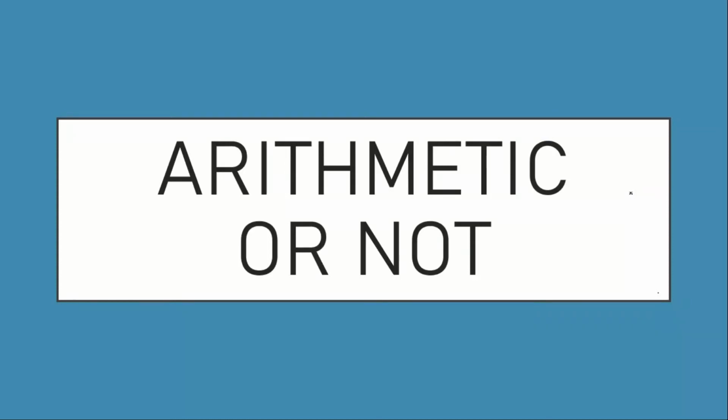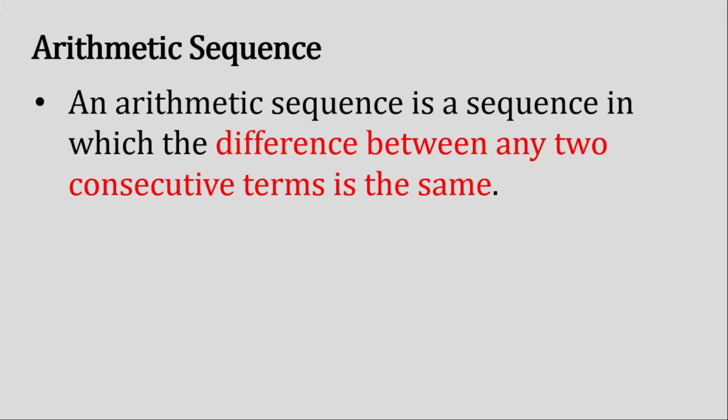We will now determine whether a sequence is an arithmetic sequence or not. Before we do that, we need first to define what an arithmetic sequence is. An arithmetic sequence is a sequence in which the difference between any two consecutive terms is the same.